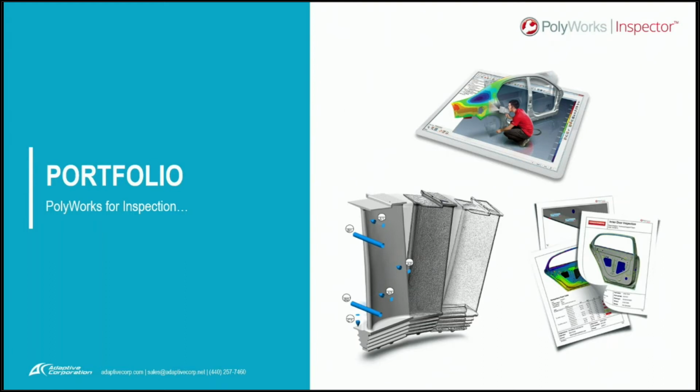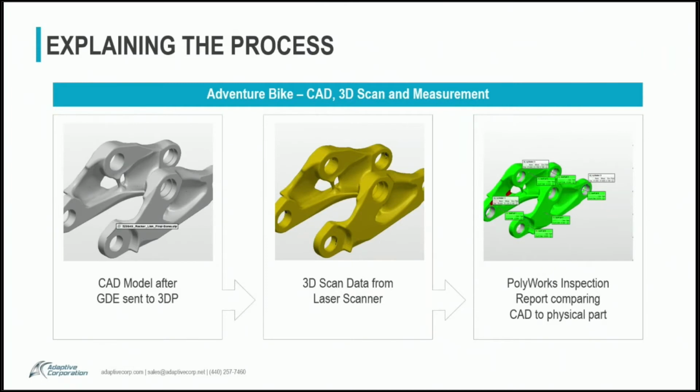So to explain what we're going to be doing here today, we're going to take the part that Jeremiah printed earlier, and we're going to pull that part into Polyworks. We're going to pull the CAD that created that part into Polyworks. Then we're going to 3D scan the part, pull the 3D scan data into Polyworks, and then generate an inspection report. So it's kind of a 3-step process. I'll show that to you today. We'll get through it in 3 to 5 minutes.